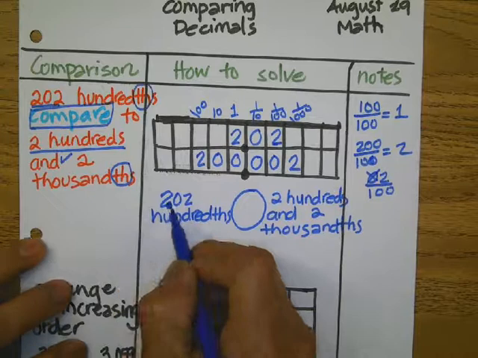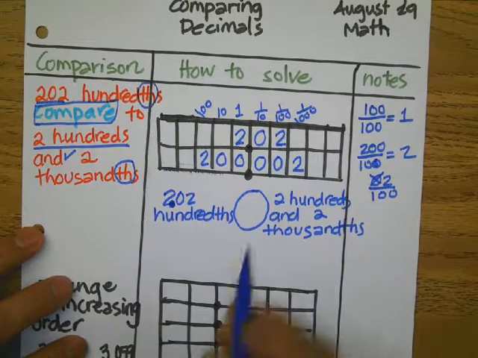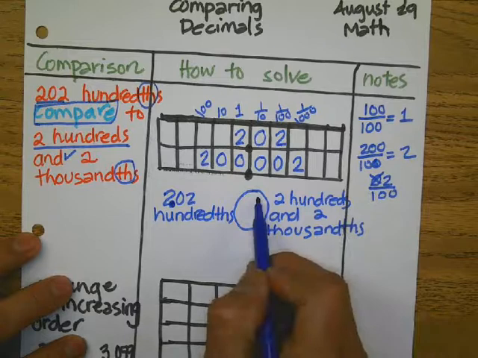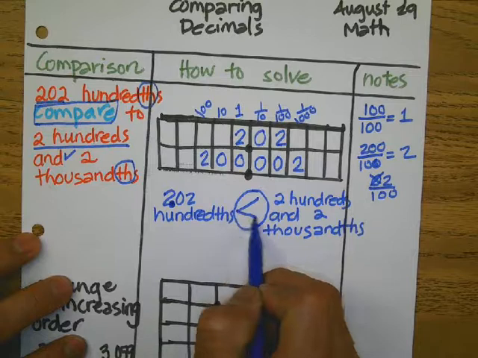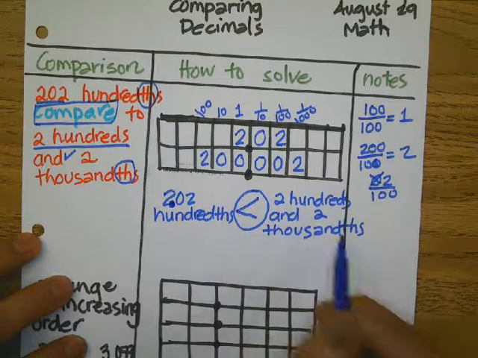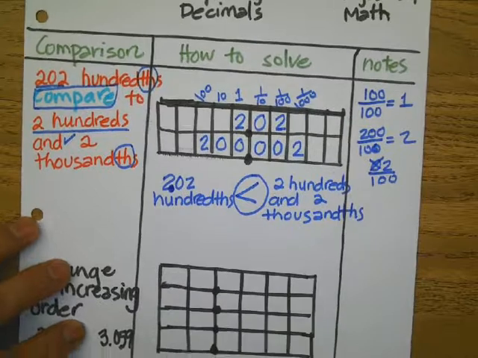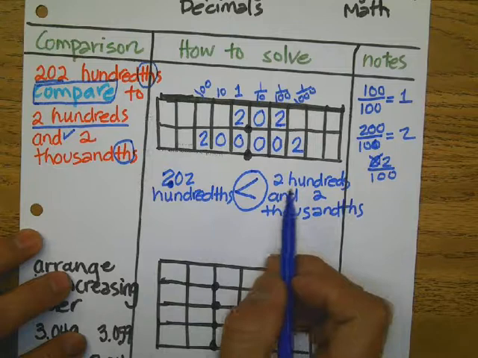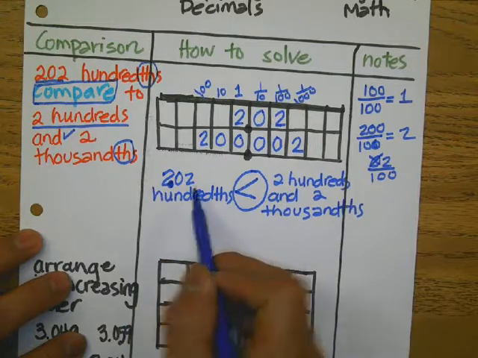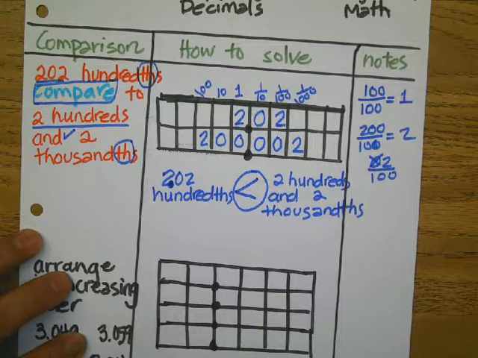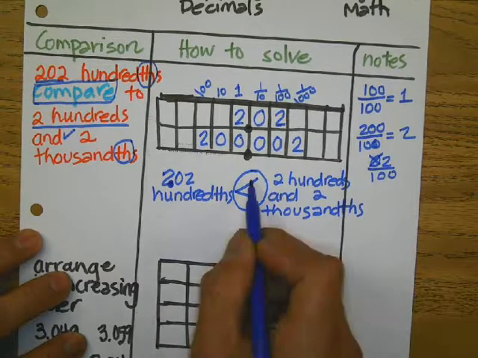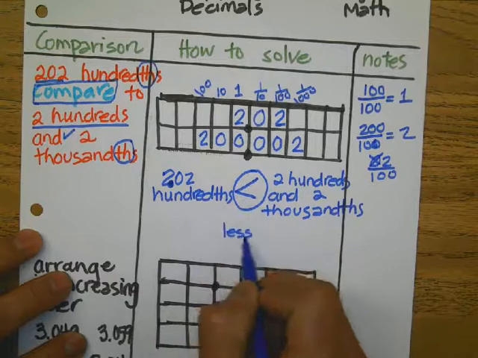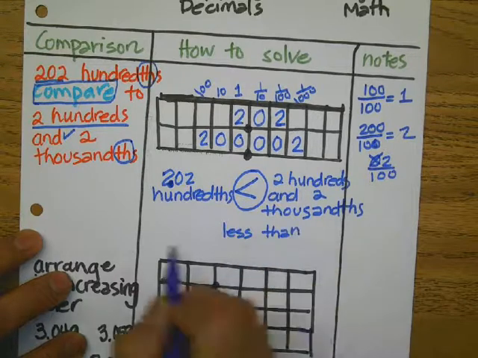So we can say now that 2 and 200 is less than 200 and 2,000. That's how you write the inequality. That's how you would say it. So 2 and 200 is less than 200 and 2,000. That's the reading. This is going to be less than. Okay, my friends? So let's go to the comparison.